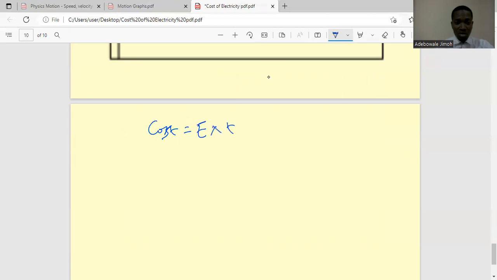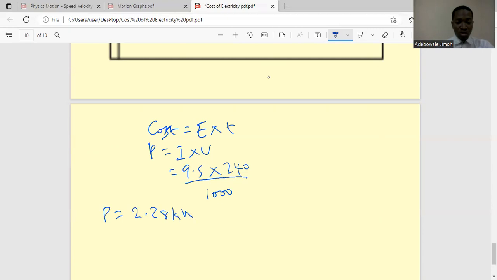So power is current times voltage. And current is 9.5, voltage is 240. You have to convert to kilowatts by dividing by 1000. So if you press calculator, 9.5 multiplied by 240 divided by 1000, you have our power as 2.28 kilowatts.